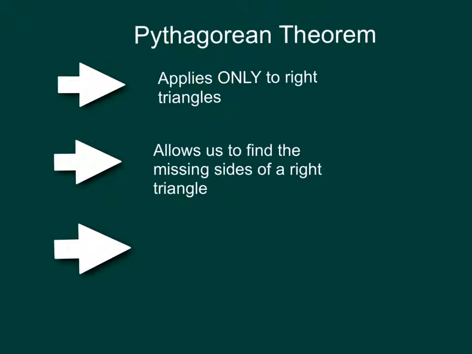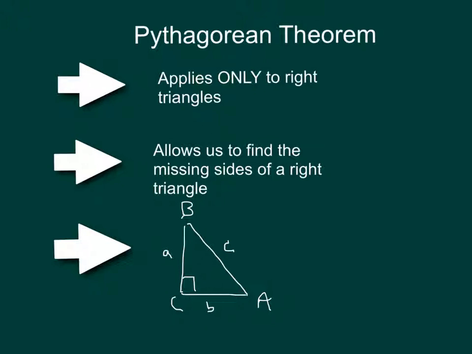So if we draw a right triangle like this, we can label it, usually A, B, C. The angles take on the capital letter, while the sides take on the lowercase letter. So the side opposite right angle C would be lowercase c, the side opposite angle A would be lowercase a, and the side opposite angle B would be lowercase b.